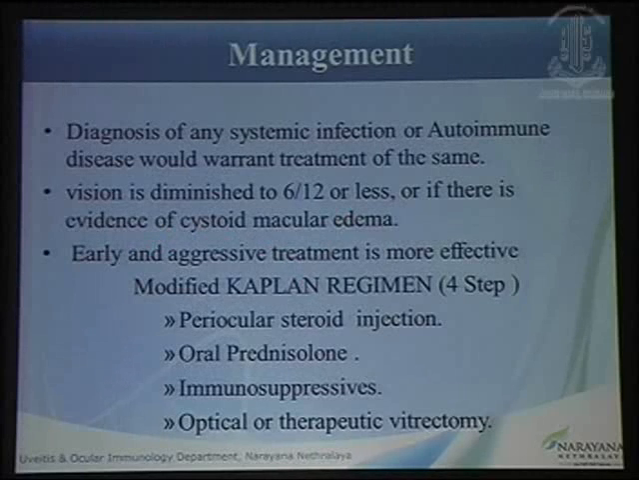The recommended regimen is a modified Kaplan regimen. First, whenever you see a patient, you give a periocular steroid injection. If they're not responding, or if the disease is bilateral, then you go ahead with oral steroids, which you have to continue for more than 2 to 3 months. You add immunosuppressive agents; the commonly used ones are methotrexate or azathioprine. Mycophenolate mofetil also gives promising results, but it's an expensive drug. Or if the patient is not responding to immunosuppressives, the recommended option is a pars plana vitrectomy.